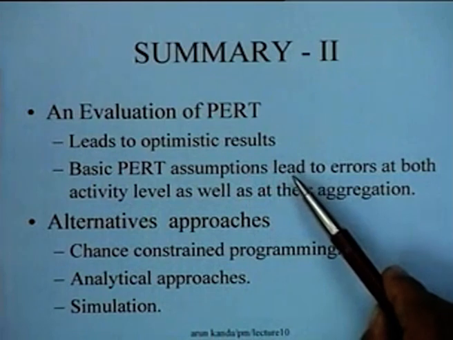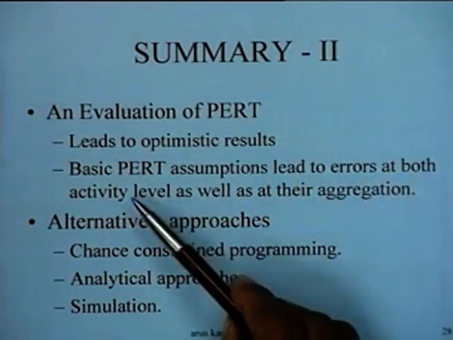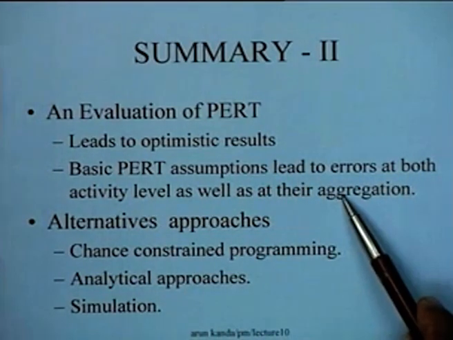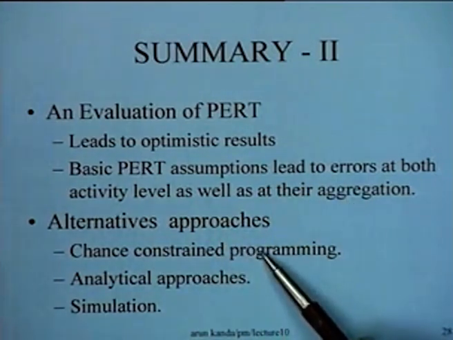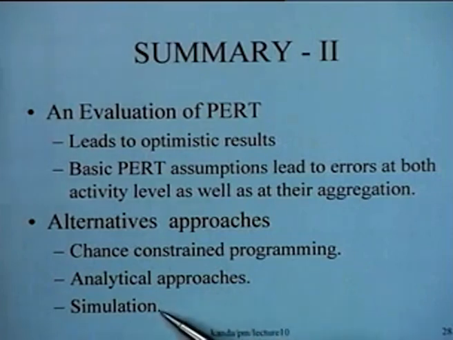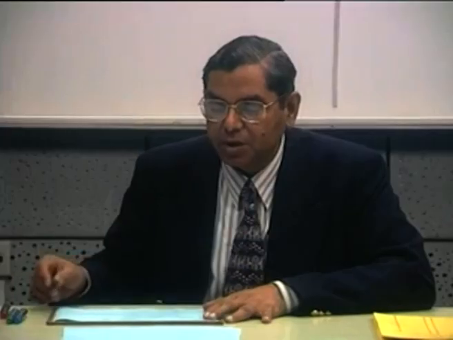Basic PERT assumptions lead to errors at both the activity level as well as in their aggregation. And finally, the alternatives to PERT are chance constraint programming, analytical approaches, and simulation. And we will try to look at some of these techniques in some of our future lectures.